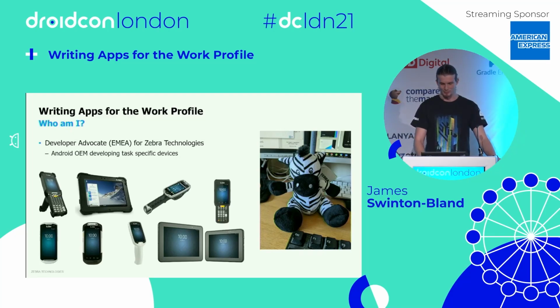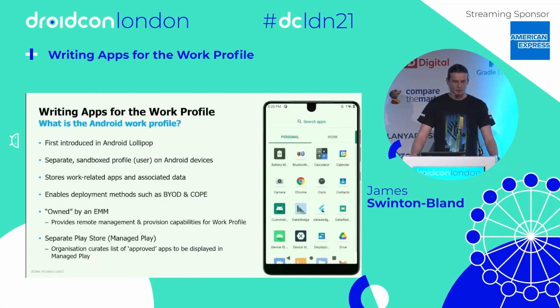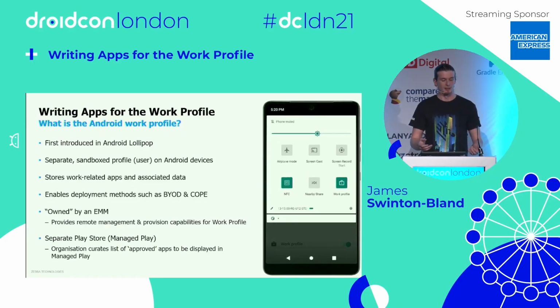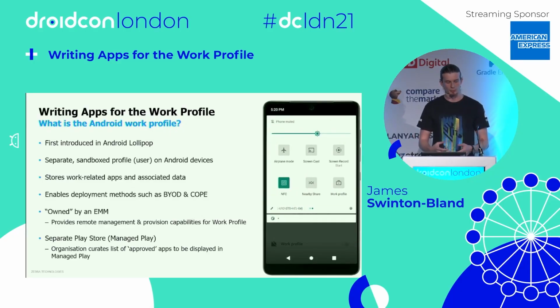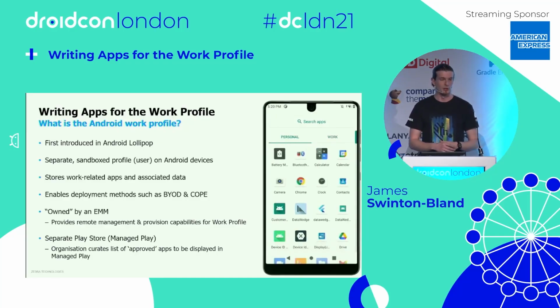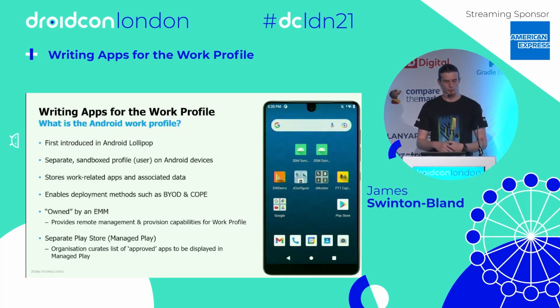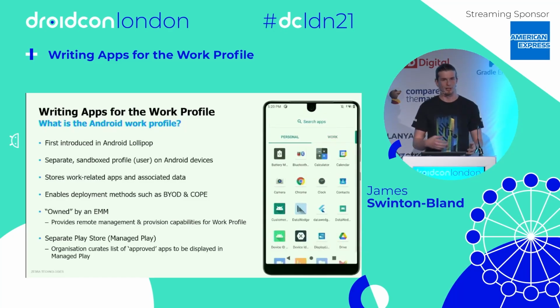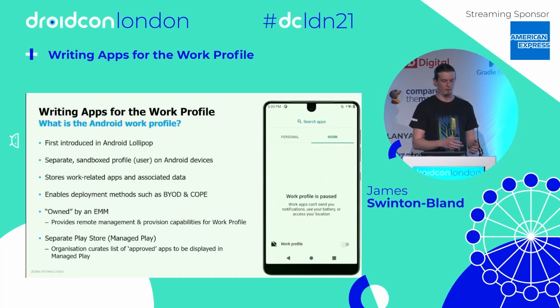So in terms of writing apps for the work profile, the first thing we want to start with is just an overview of the work profile as a whole. So what is it? The work profile was first introduced in Android Lollipop, and it's essentially just a separate sandboxed profile or user on Android devices. This user or profile is there to store all work-related apps and the associated data with those apps.